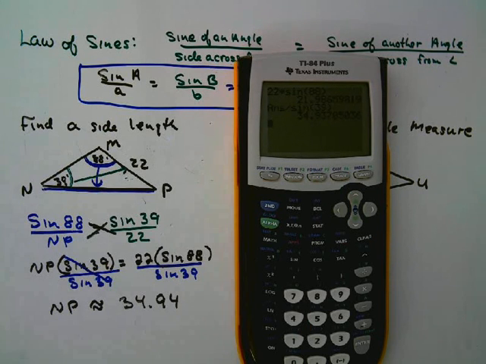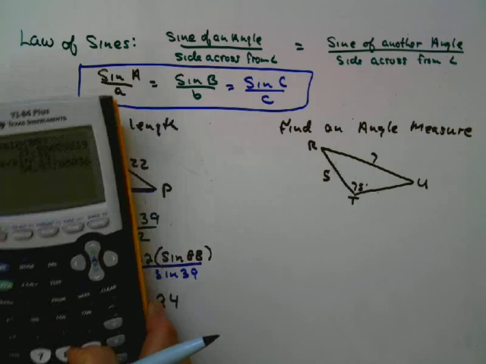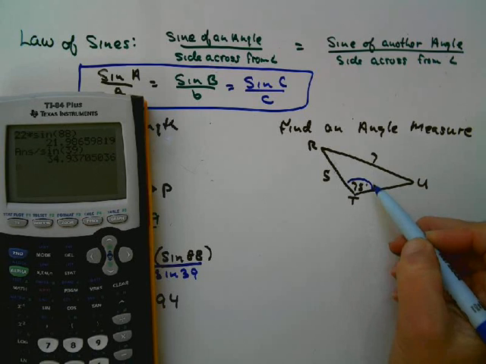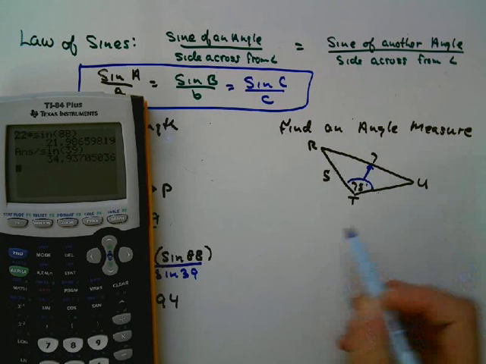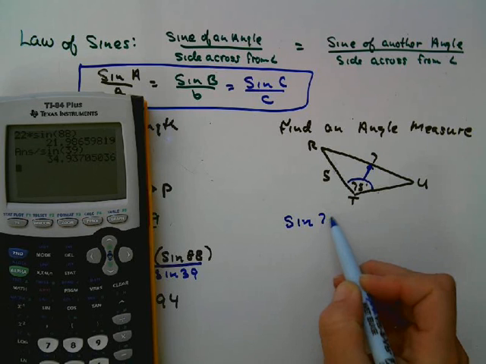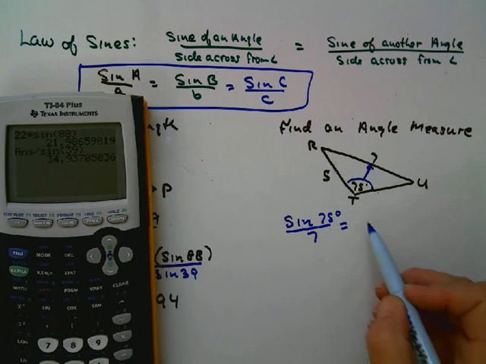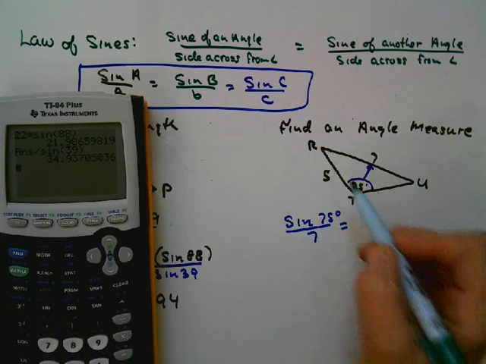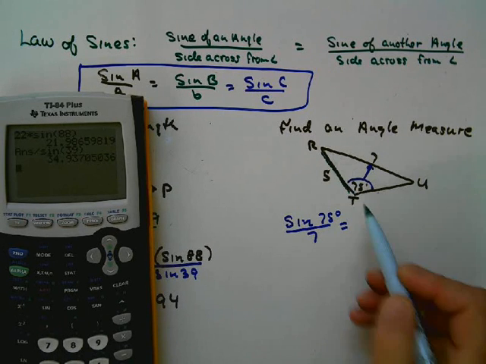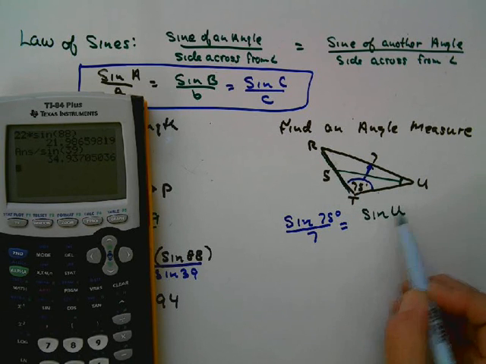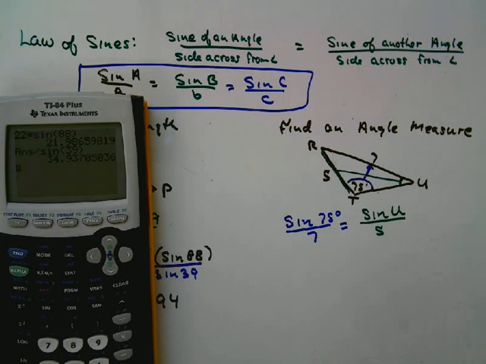Now let's look at this one. Let's find an angle measure. Start the same way. We have an angle, 75, and here's the side across from it. So I can write the sine of a 75-degree angle over 7, that's the side across from it, equals, and now I know this side, so I need to find the angle across from it. So it's going to be the sine of u over 5. This only works if you're finding the side across from the angle. So I can find the measure of angle u.